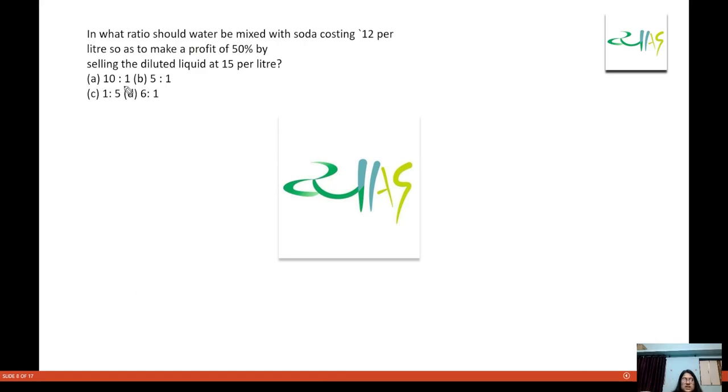Now look at this question. In what ratio should water be mixed with soda costing 12 rupees per liter, so as to make a profit of 50% by selling the diluted liquid at 15 rupees per liter? Okay, rupees 15 per liter.